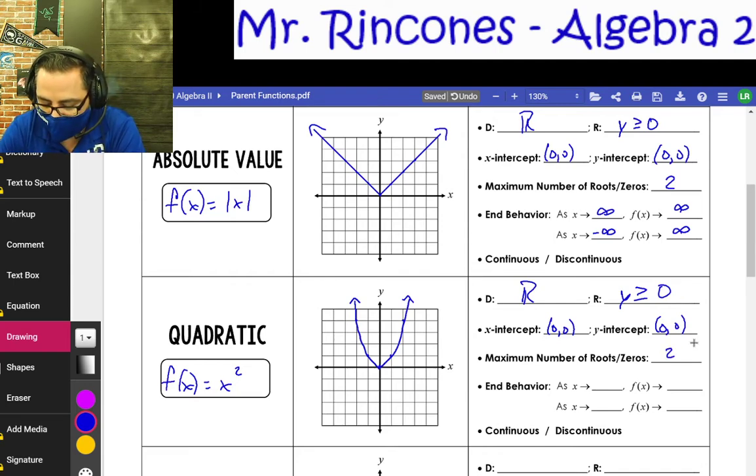What is this end behavior? Well, as x approaches infinity, what does f of x do? It goes to infinity. As x approaches negative infinity, what does f of x do? Once again, it approaches infinity.